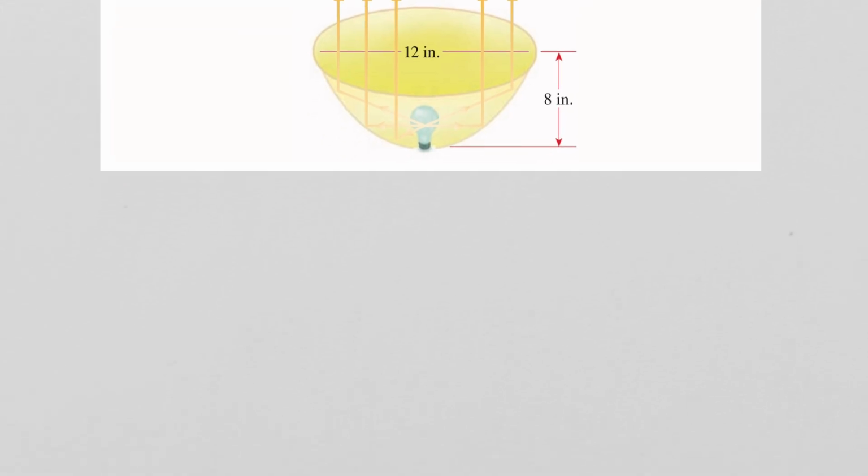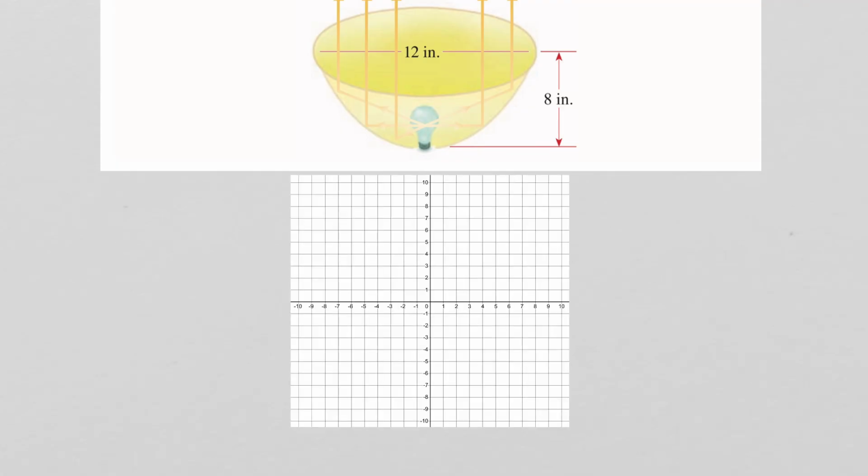So to do this problem, it would help to have sort of a two-dimensional analogy of what's happening here. So let's imagine that this parabola, if we're looking at it from the side, has its vertex at 0, 0, and it's 8 inches deep. So let me go up to 8 here. And at that point where it's 8 inches deep, it's 12 inches across. So it's going to be 6 inches to the right and 6 inches to the left. And so that parabola looks something like this.